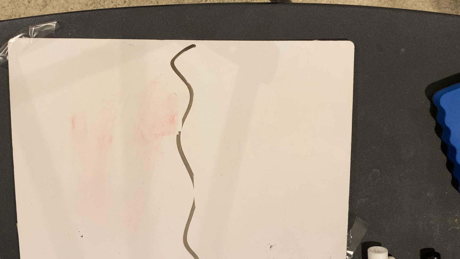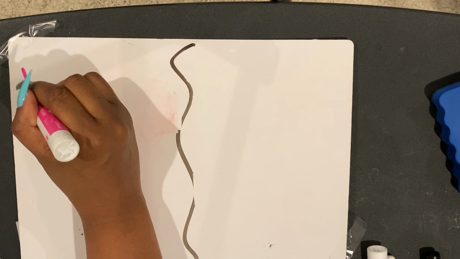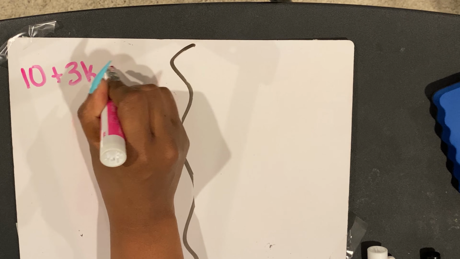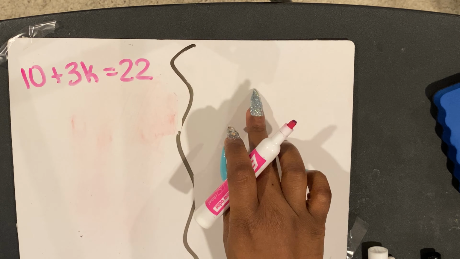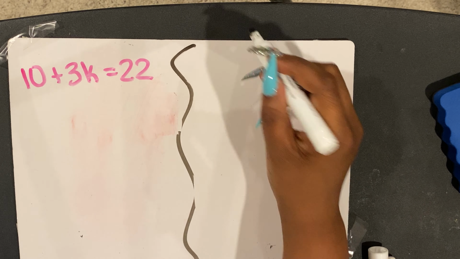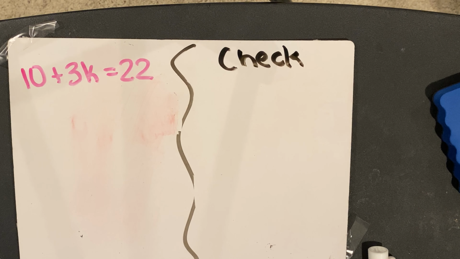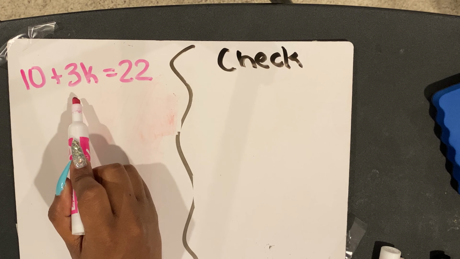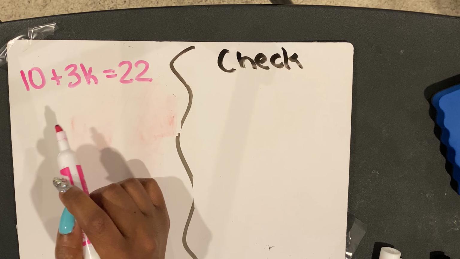All right. So let's do 10 plus 3k equals 22. I'm going to do this over here, and then we're going to check our answer on this side. This will be our check. Now, just because this is in the middle does not mean the steps change. You are still doing the same exact steps.